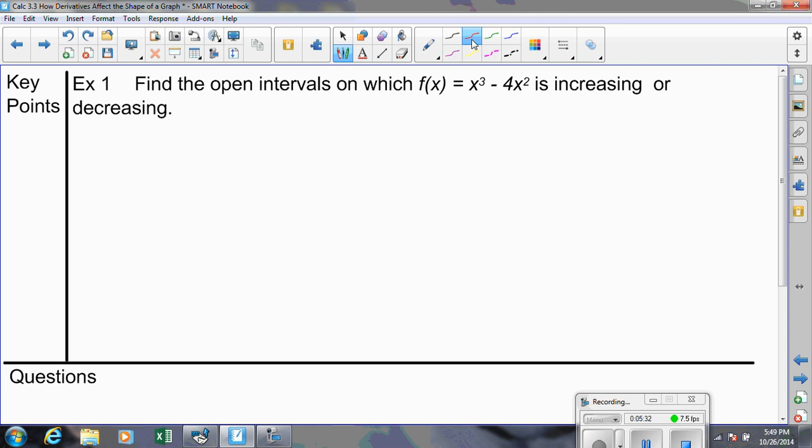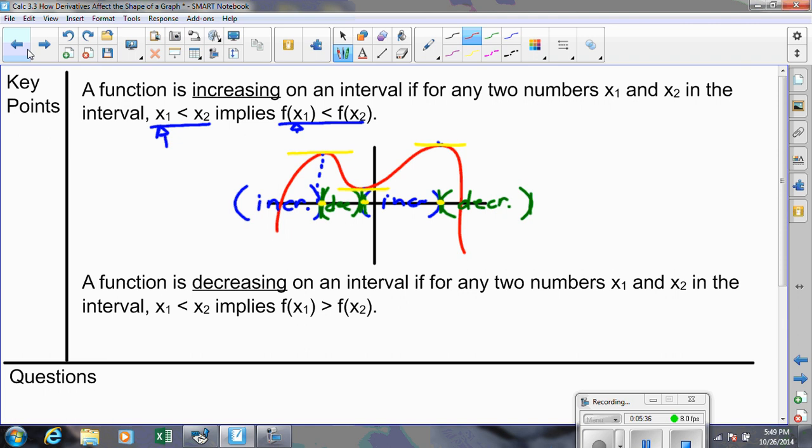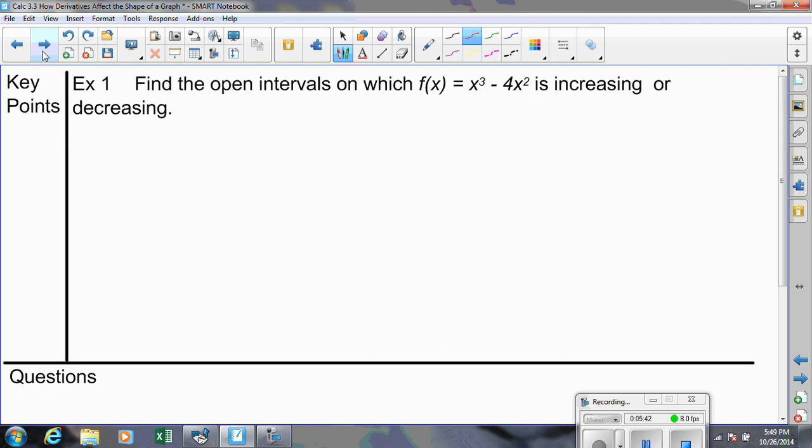Well, the major feature that we had to look at is coming back to this piece. We had these points where it changed from increasing to decreasing based on the idea that we had the critical values. Let's start there. Let's figure out the critical values of this function. So f prime of x equals 3x squared minus 8x.